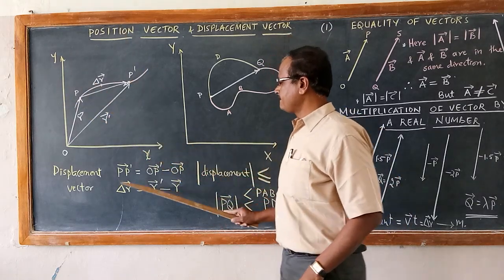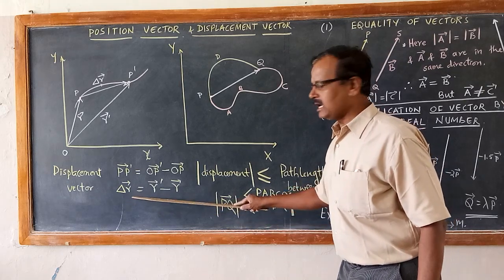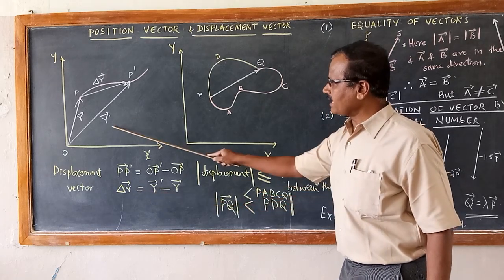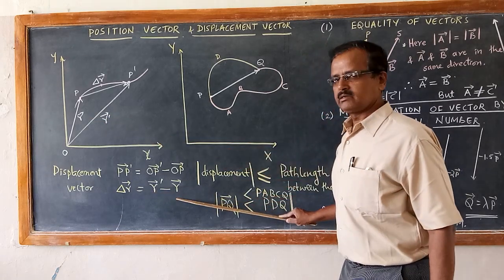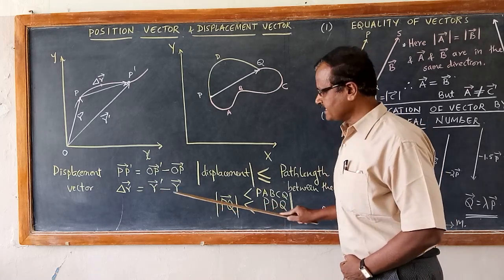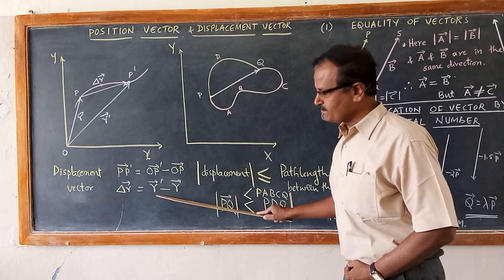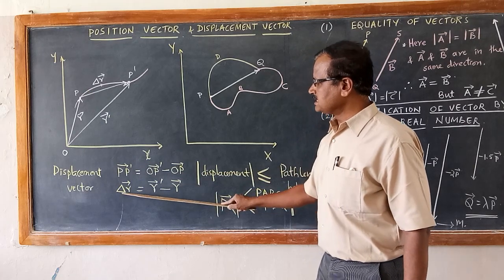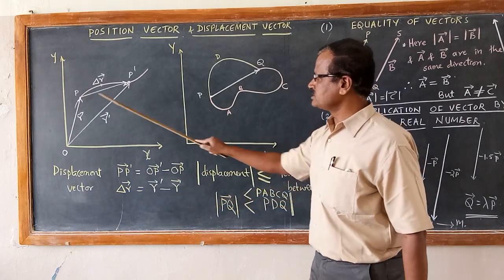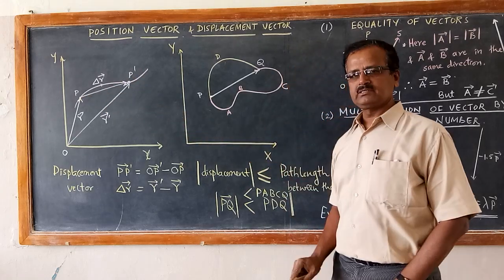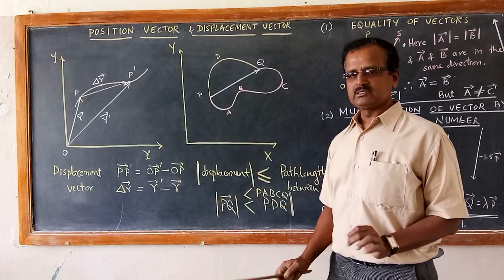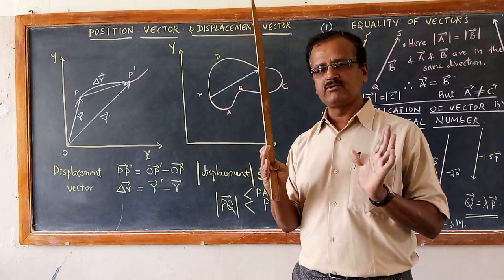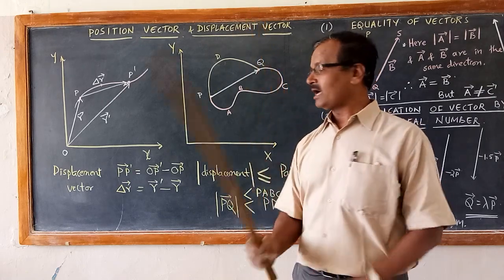The displacement vector PP dash is denoted by delta R vector, which is equal to vector R dash minus vector R. Final position vector minus initial position vector gives us the displacement vector PP dash, which is directed from P to P dash. So this is the meaning of displacement vector. It is the shortest distance between two points, final position minus initial position, but having a particular direction.